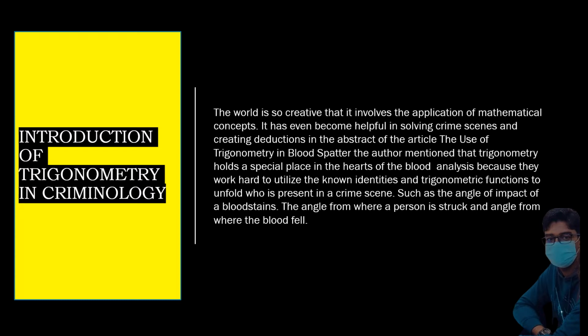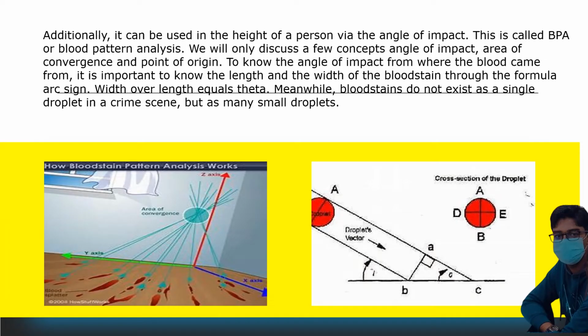In the abstract of the article on the use of trigonometry in blood spatter, the author mentioned that trigonometry holds a special place in the hearts of blood analysts because they work to utilize unknown identities and trigonometric functions to unfold who was present in a crime scene, such as the angle of impact of a blood stain, the angle from where a person was struck, and the angle from where the blood fell. This is called BPA, or blood pattern analysis.